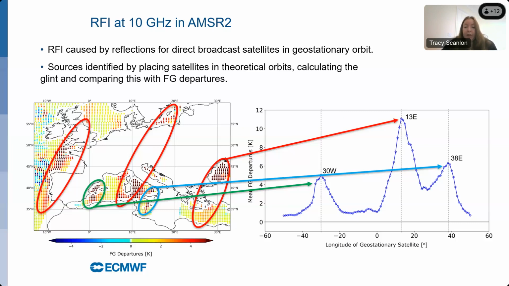Work is still ongoing to look at some areas over America at the moment, and also to look at GMI. This is all shown for AMSR2.